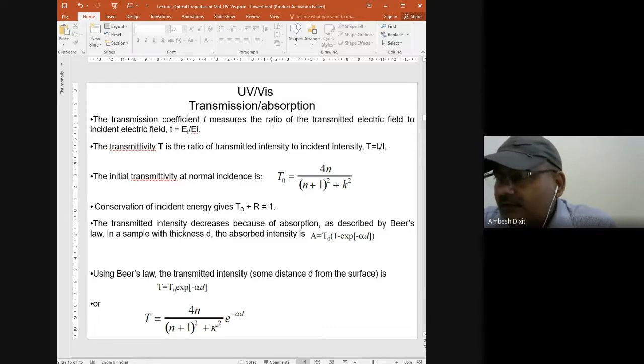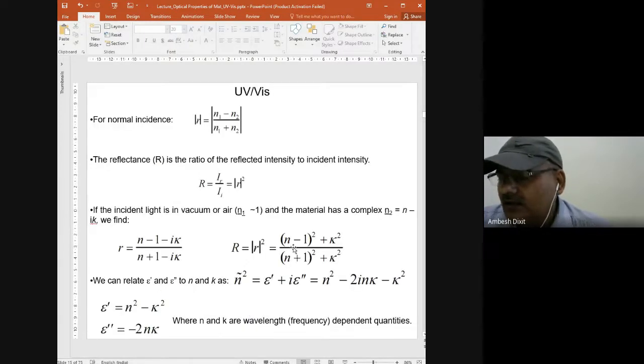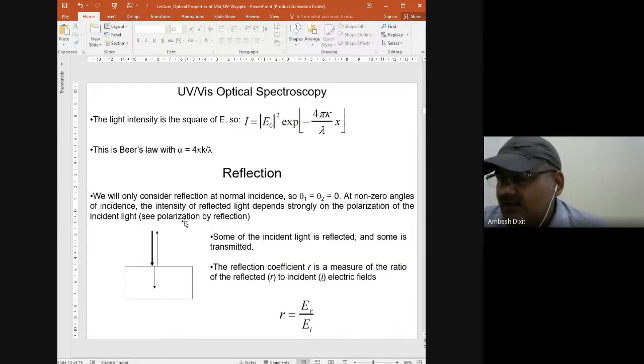So what we have discussed so far is good for specular samples which we can work with under normal conditions. All these approximations that we have used, T equals 4n over (n plus 1) whole square plus k square, times e to the power minus alpha d, or R equals (n minus 1) whole square plus k square over (n plus 1) whole square plus k square, are for a normal condition, when my incident beam is normal to the surface.